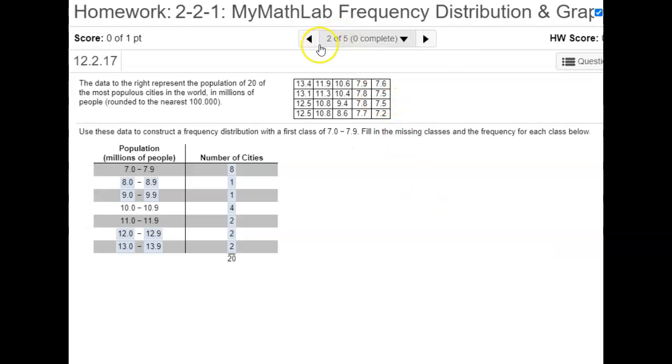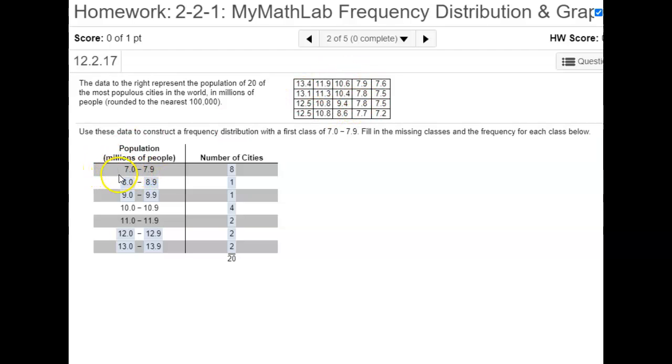For number 2, we have a table here with 20 values in it. And for this example, it says it is the population of cities, the 20 most populous cities in the world. 13.4 is 13.4 million people, and so on. We want to create a frequency distribution for this data, and it has it started for us here.